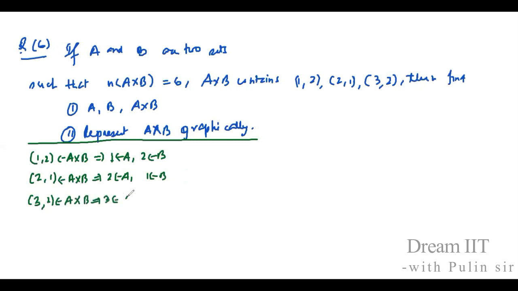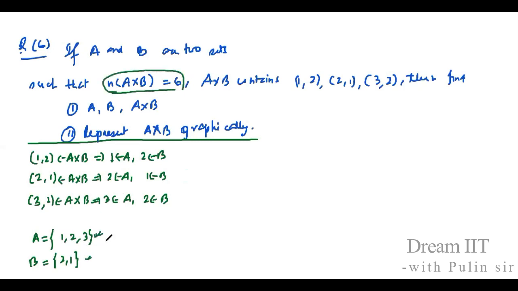So 3 belongs to A and 2 belongs to B. From here you just first see what is the set. A is the set containing 1, 2, 3, and B is a set containing 2, 1. Now does it satisfy this condition? Product of this? Yes, it satisfies. So these are the accepted results.